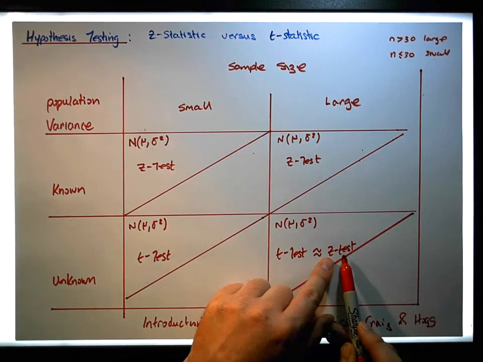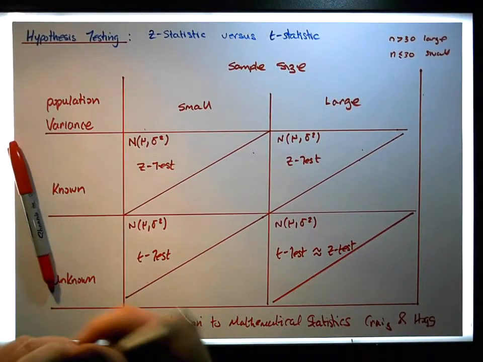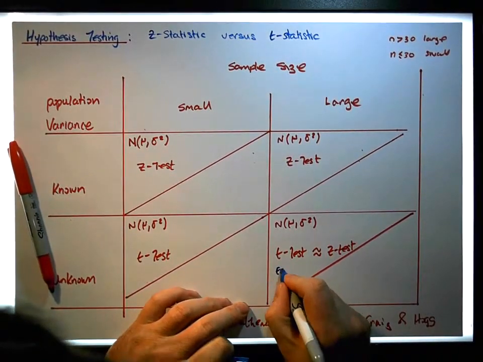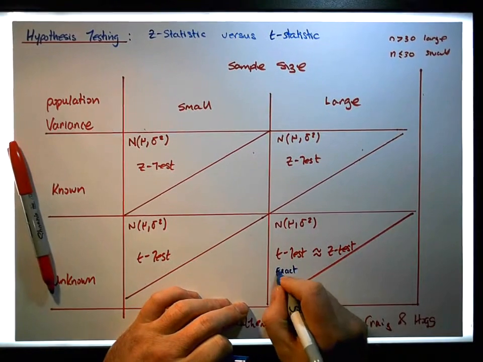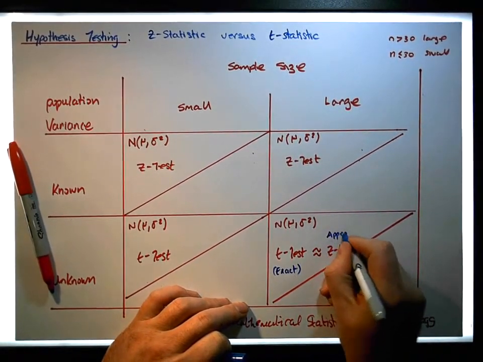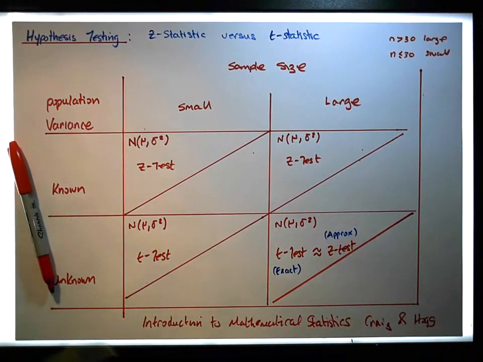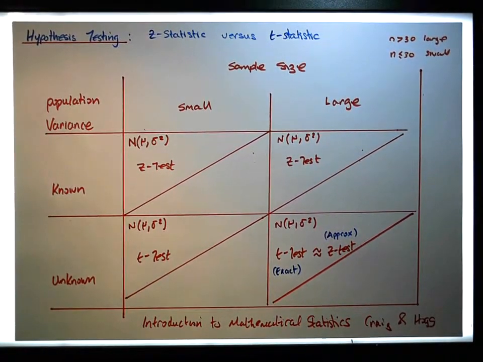A more exact test would be the t-test. That's more exact, whereas the z-test would just be an approximation. It's only an approximation to the actual distribution. So just keep that in mind.